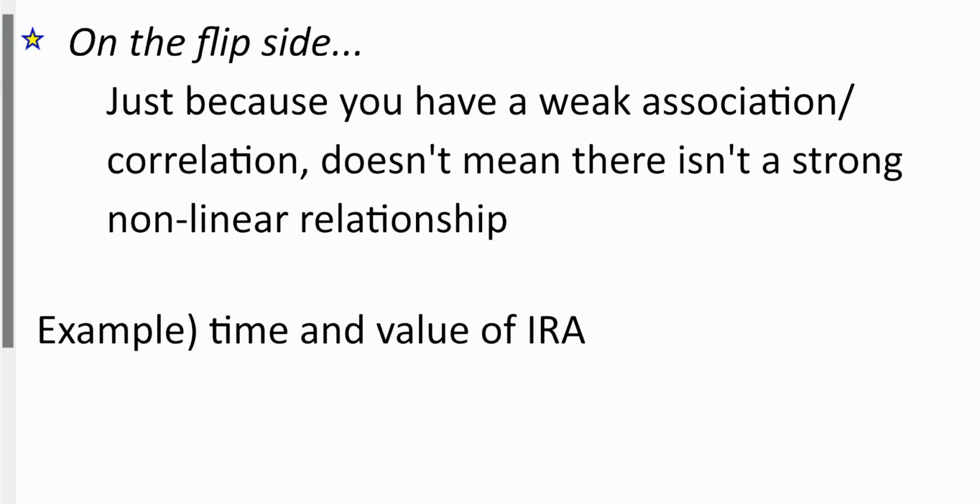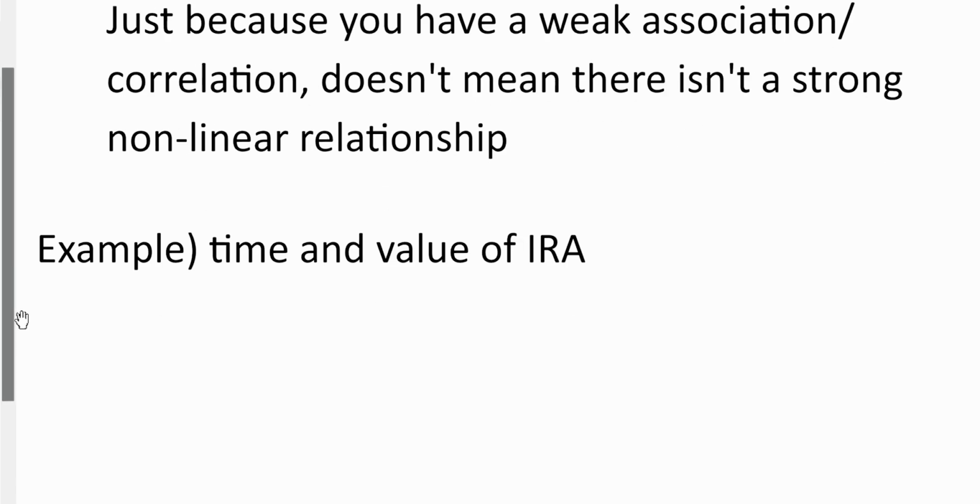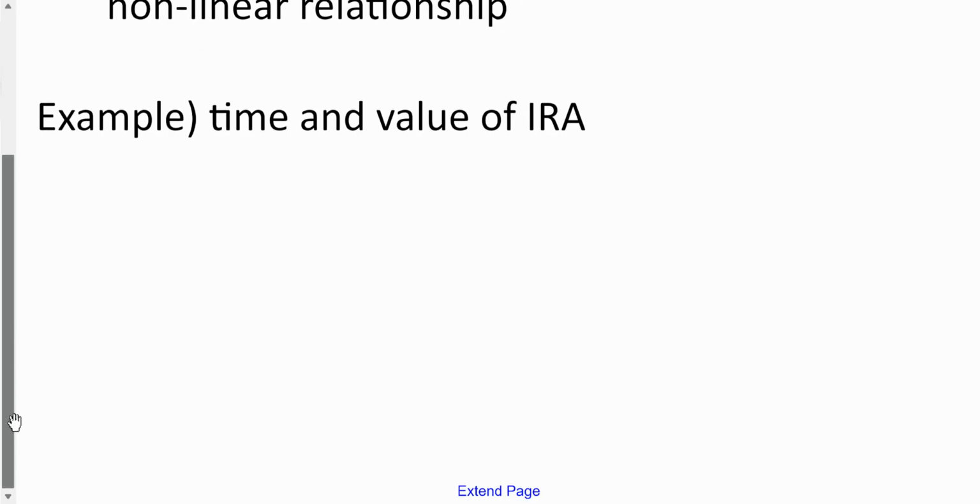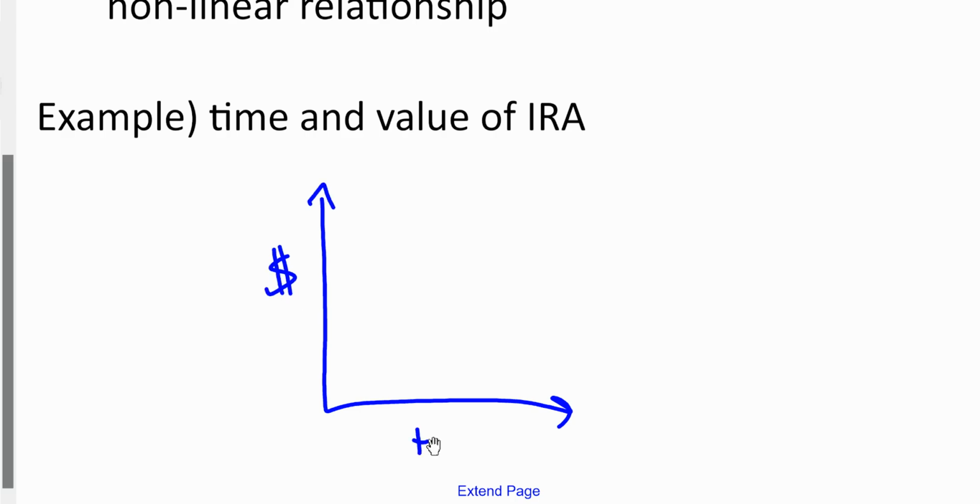Now, on the flip side, just because you have a weak association or correlation doesn't mean that there isn't actually some sort of a strong linear relationship or nonlinear relationship. There still could be a strong relationship. Like if you're looking at an IRA, so this is money talk, like retirement savings, but let's just say over time your money is increasing, but it might be slowly increasing, and then it starts to gradually increase more.